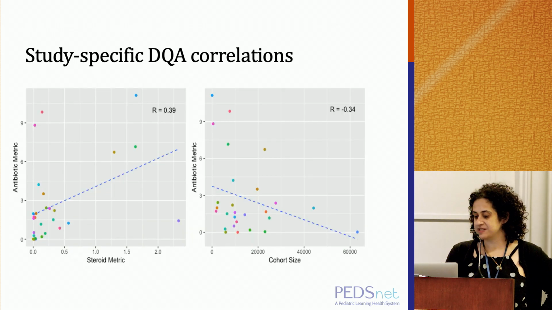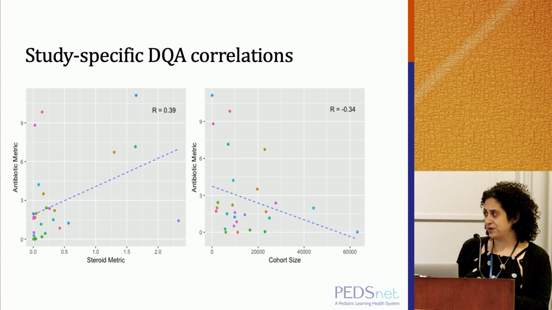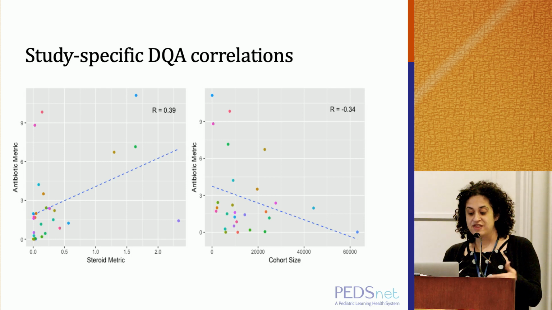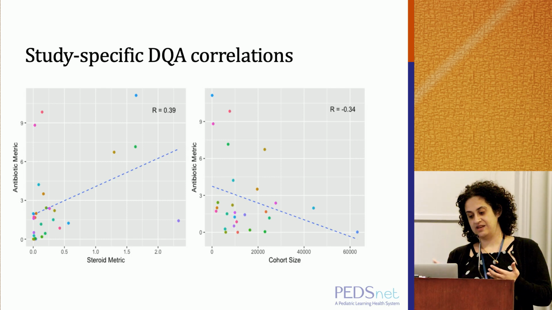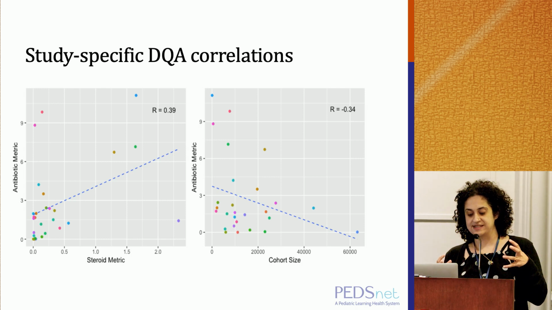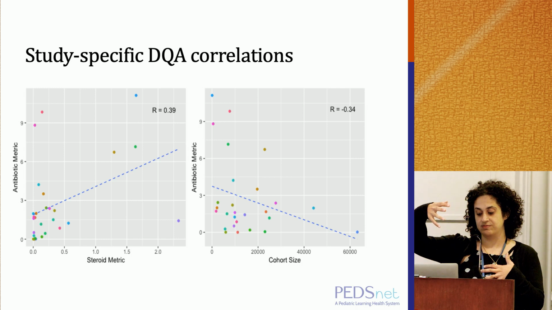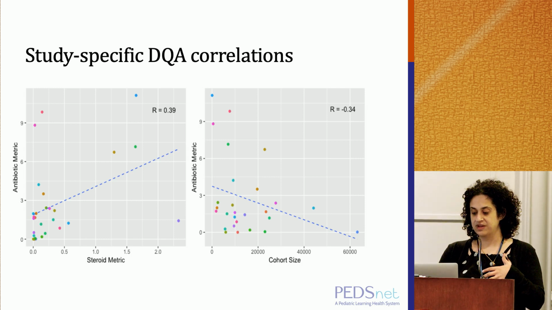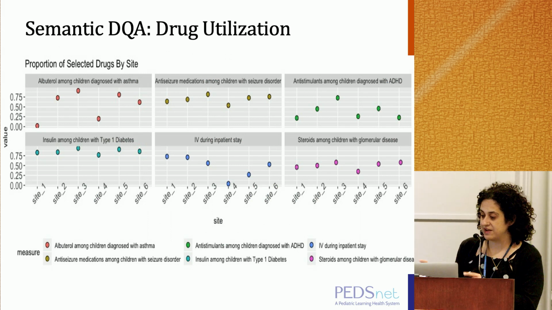Yeah. And again, this was study specific. The DQA correlations, we were looking at the steroid metric and the antibiotic metric and seeing, if sites do poorly on one, do they do poorly on the other? And so similar sort of concept.